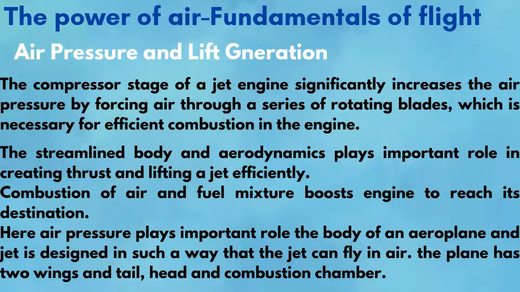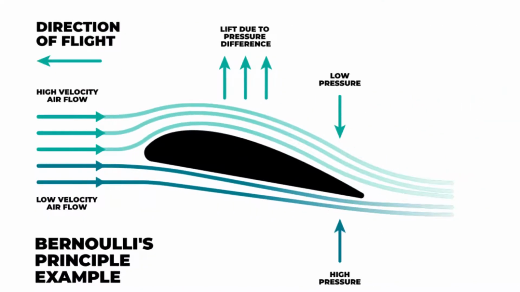The compressor stage of a jet engine significantly increases the air pressure by forcing air through a series of rotating blades, which is necessary for efficient combustion in the engine. The streamlined body and aerodynamics play an important role in creating thrust and lifting a jet efficiently. Combustion of the air and fuel mixture boosts the engine to reach its destination.